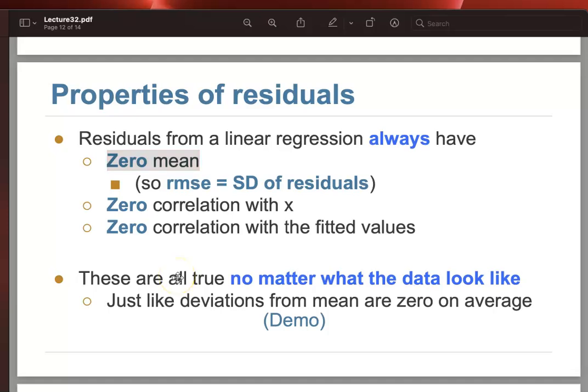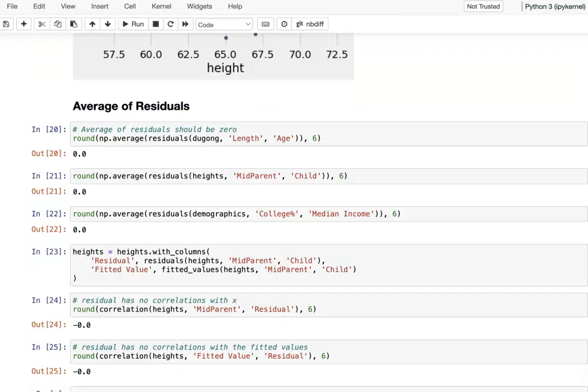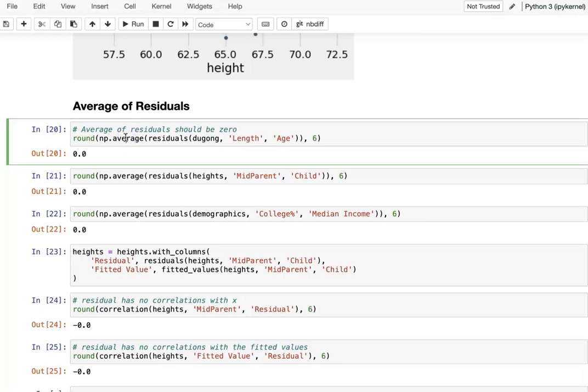Why is the residual mean 0? Just like the deviations from the mean are 0 on average. So we will go back to see here. Sorry, my recording tool has some issue. That's why I go back and forth between some windows. But anyway, like we said earlier, our residual average is always 0. No matter what your data is, the residual average is 0.